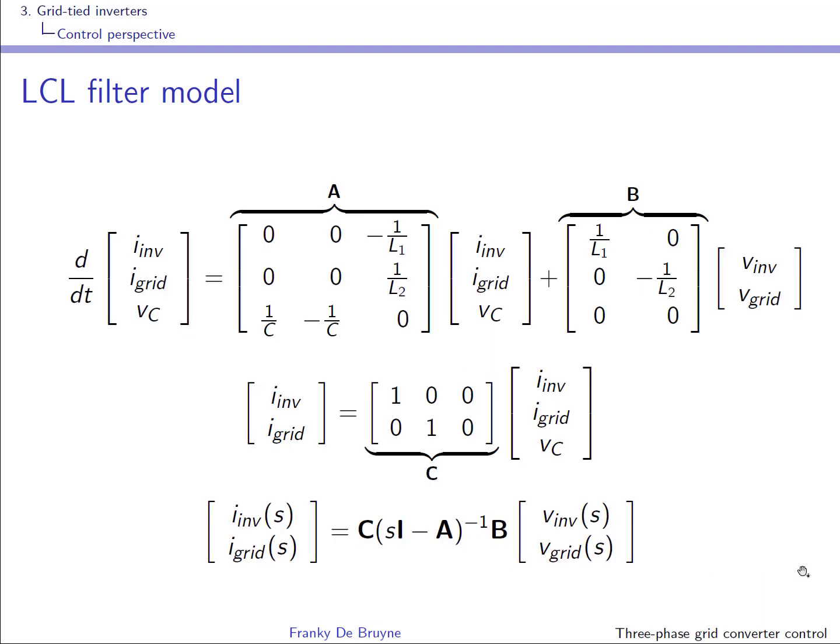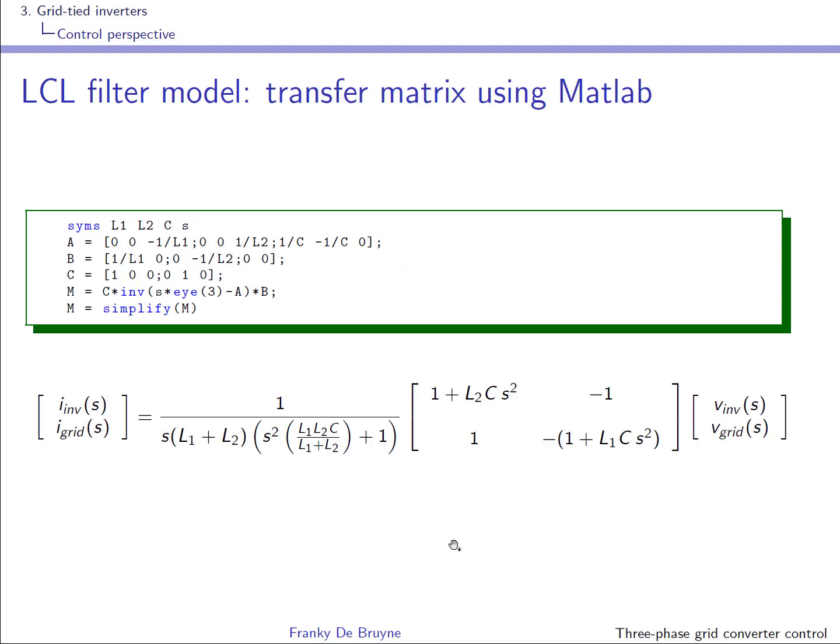From our state space description you can actually compute the transfer matrix, and this transfer matrix will be a 2 by 2 transfer matrix, since we're considering two inputs and two outputs over here, although in our case eGrid is not really measured. This is not something you'll do by hand, but of course you can use MATLAB to compute that, and if you use the symbolic toolbox you obtain the following transfer matrix.